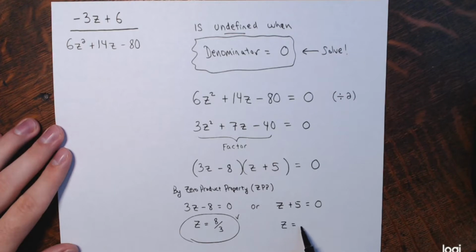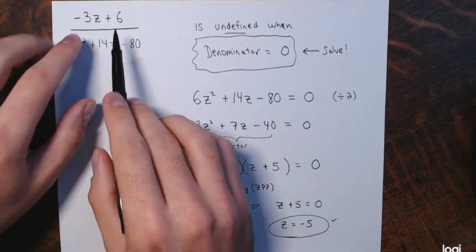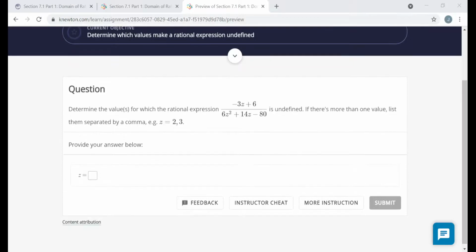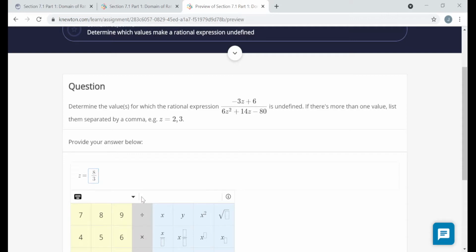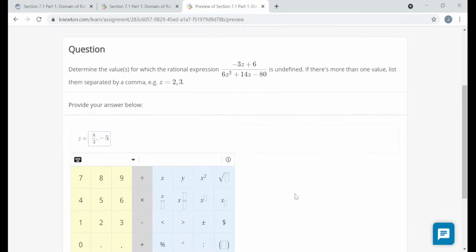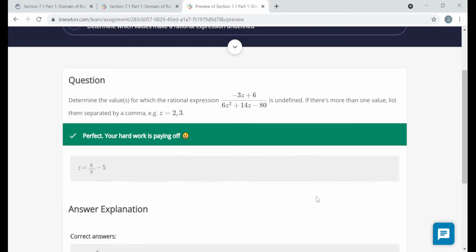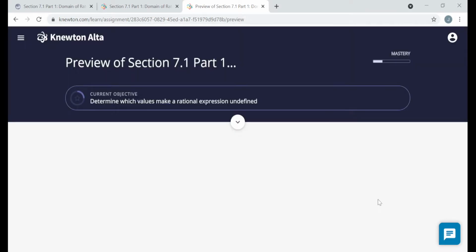And this one, z equals negative 5. And again, don't forget to check it back in the equation here. Both of these values will make this denominator 0, and therefore the expression undefined. So back in the assignment, those are what I'm putting in with a comma separating them: 8/3 for z makes the expression undefined, comma, and then negative 5. Again, please read through the answer explanations. Next question.